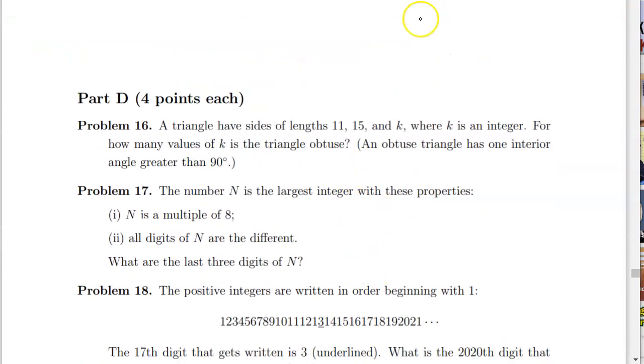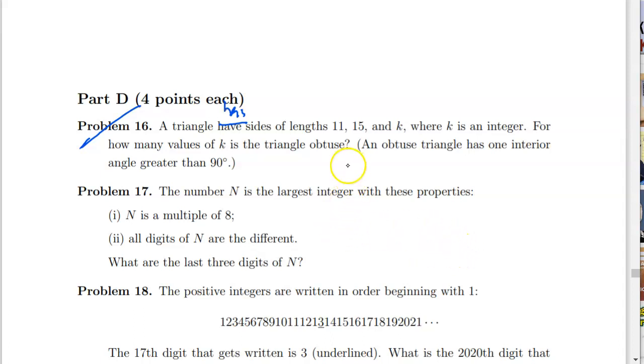Okay, so this is our last question of this video. Yeah, this one will take quite a long time. A triangle has sides of length 11, 15, k, where k is an integer. For how many values of k is the triangle obtuse? An obtuse triangle has one interior angle greater than 90 degrees.